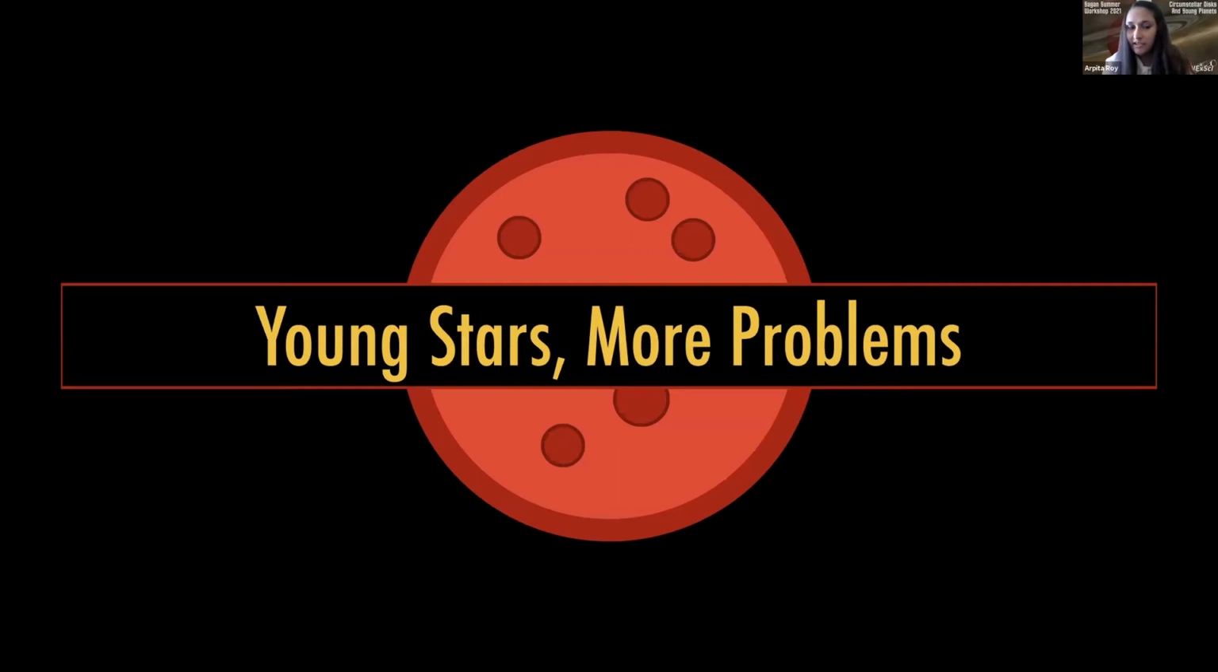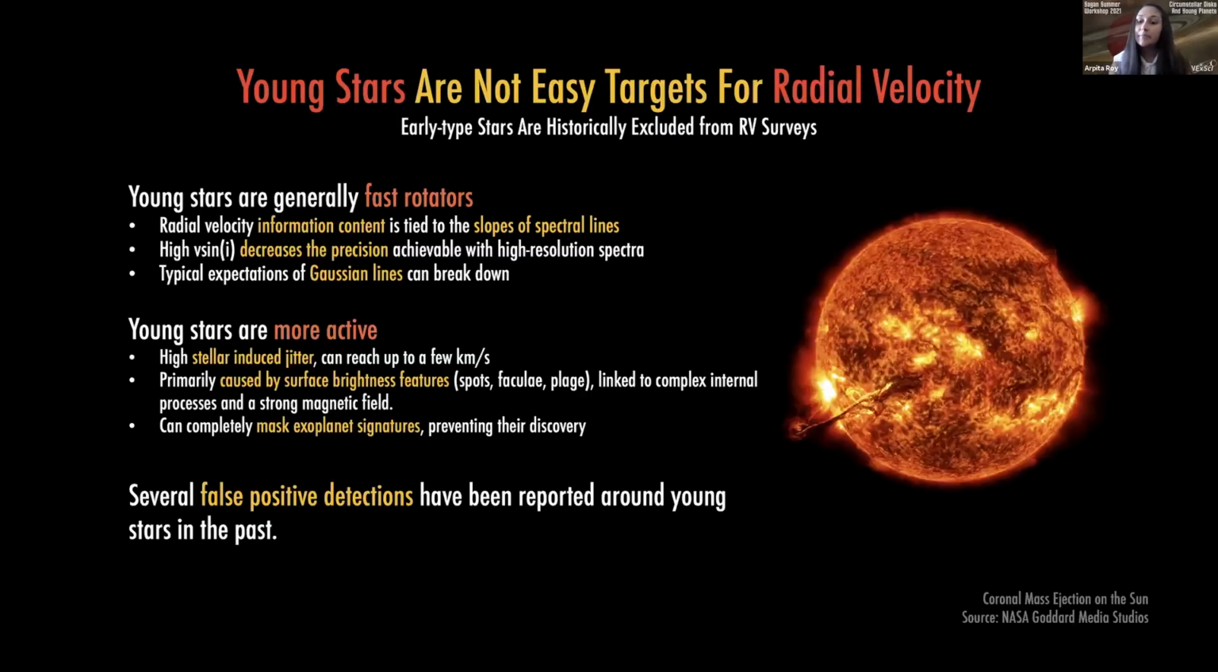So young stars, it turns out, have more problems. This is why the radial velocity field has so far been mostly focused on sun-like stars, which are a little bit more mature. And Anne-Marie showed how for imaging, actually, the young planets are better. They do better with direct imaging, but the stars that host these planets, the young stars, are not easy targets for radial velocity. And so historically, RV surveys have just avoided these stars. But with the new generation of instruments, we're asking, what can we do for younger systems as well?